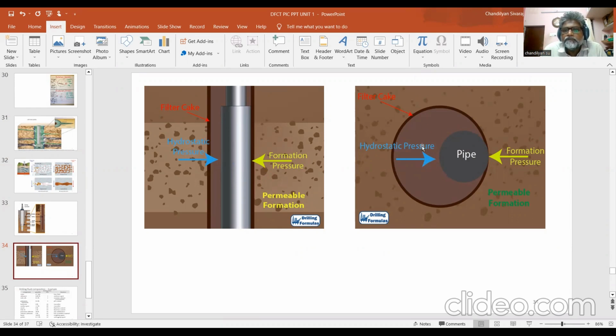The drill pipe is not at the center. The drill string is not in the center. It is off its location and sticks to the formation. This concept is called differential pressure sticking in this case.